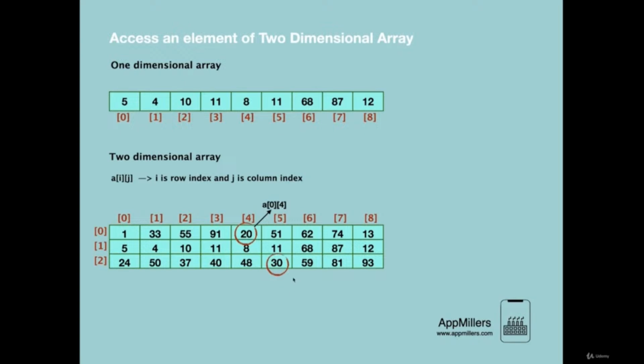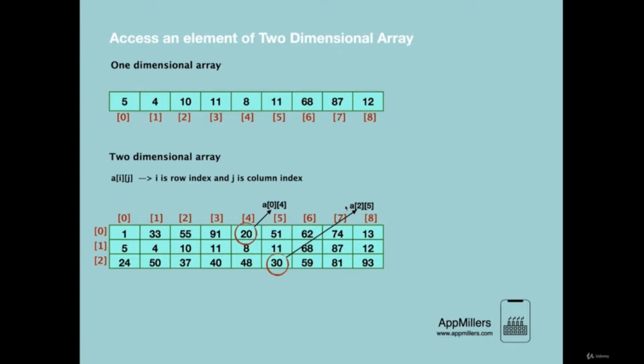Let's see another example. Let's say we want to access an element over here. Once again, we need to identify the row index, which is 2 in this case, and then the column index, which is 5 in this case. So to access the element over here, we need to write something like this: first the row index, the second the column index, and A is the name of the array. So this is how we access an element in a two-dimensional array.